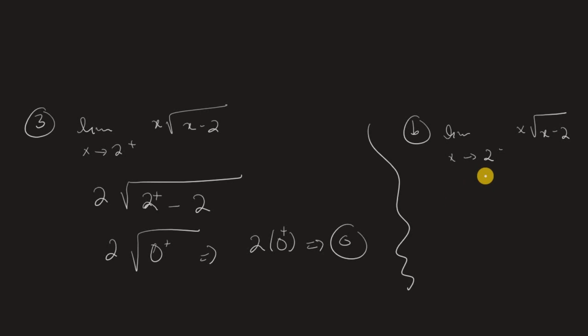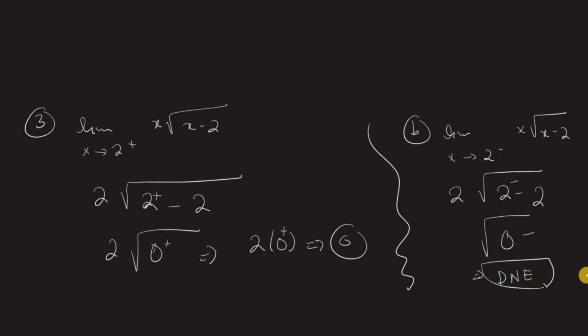Now question B over here is similar, but it is approaching from the left side. So again, you'll simply go ahead and plug this in. Here you'll get 2 minus 2 again, but here it will be 0 from the left side. If you put in a square root of a negative number, because it's 0 from the left side, it means negative numbers. And a square root of a negative number gives you does not exist, right? So that gives you an error. So your limit here is basically does not exist. So that's how you do the left and right limit.